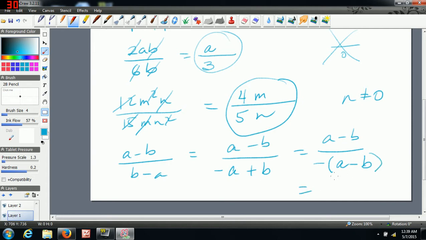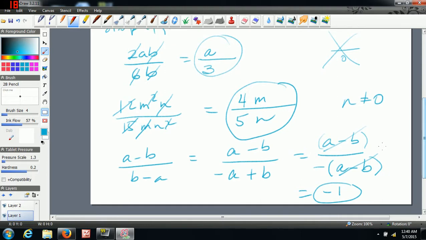Okay, and at that point we see that we have the same thing here, and now we can just simplify this to -1 as our final answer. So a minus b, we can even put brackets here or not, but those cancel each other out and we're left with a negative, and we just put a 1. Okay, so that's how you would simplify something like that. So we can try some other examples.